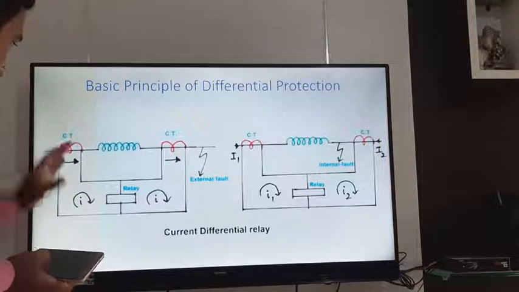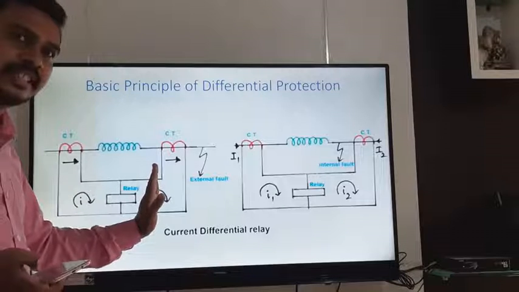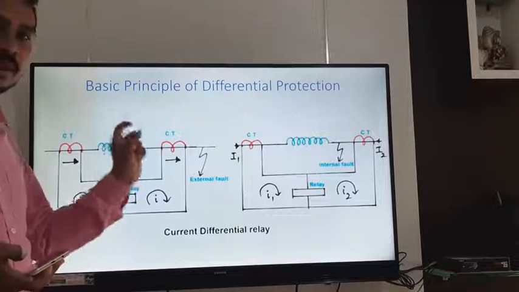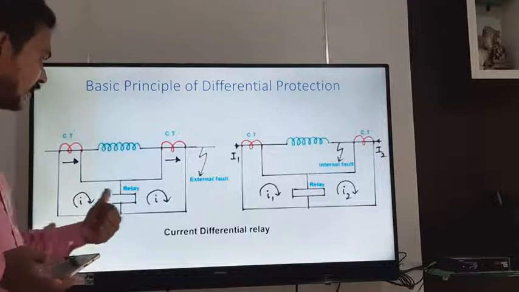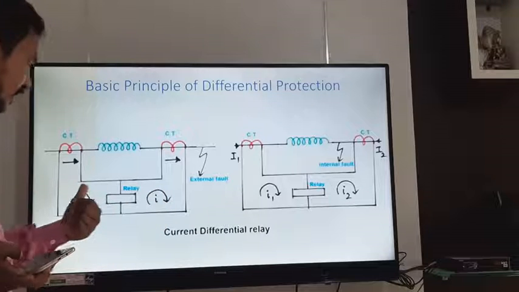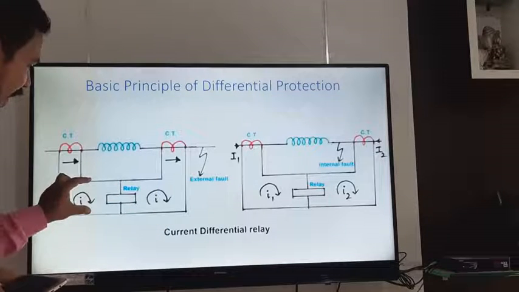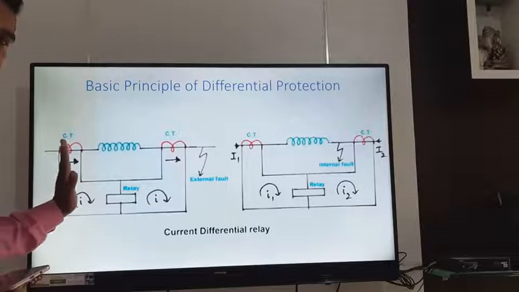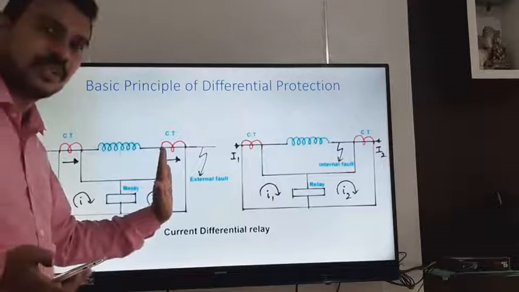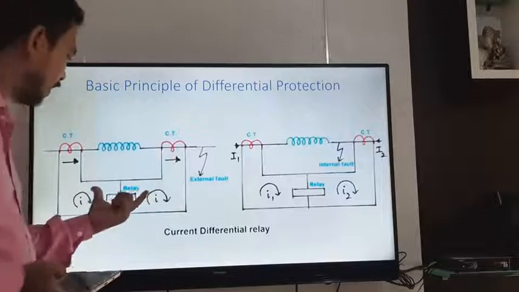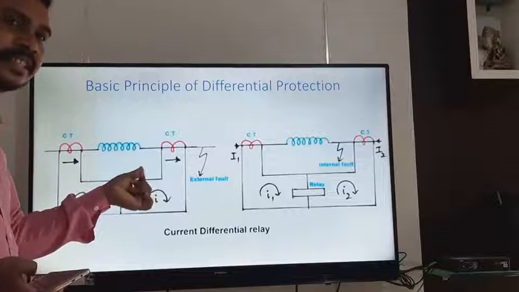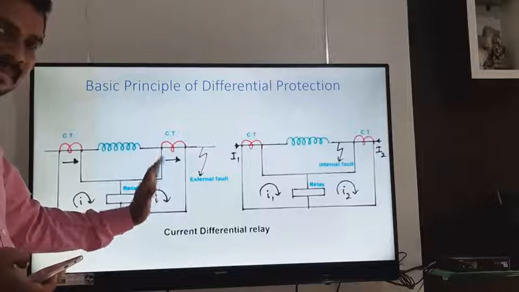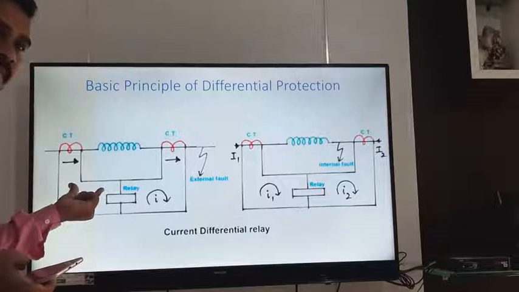So what happens? Here the length is less, here the length is more. Resistance R is equal to rho L by A, in which rho and A are constant. So resistance is directly proportional to length. Length L1 is less, that means resistance R1 is less. Length L2 is more, so resistance R2 is more. So R2 is more, that means the current flowing through this pilot wire is less, and here the current flowing through this pilot wire is more.